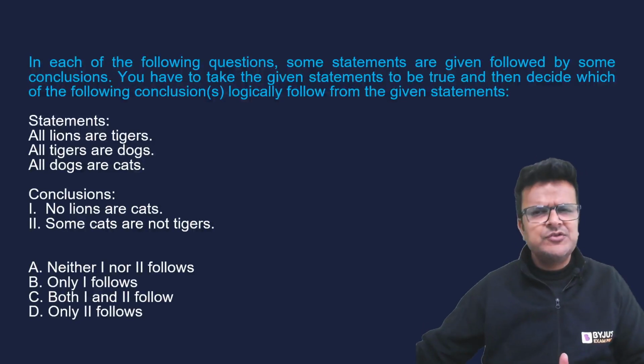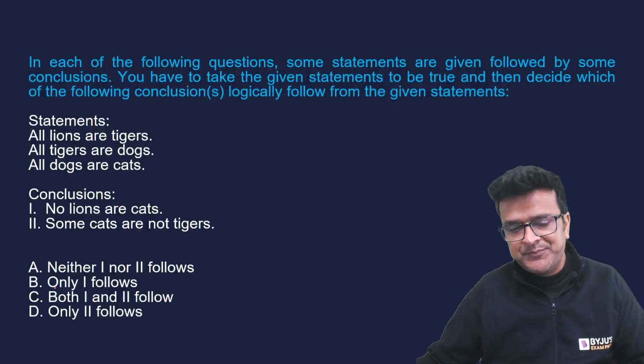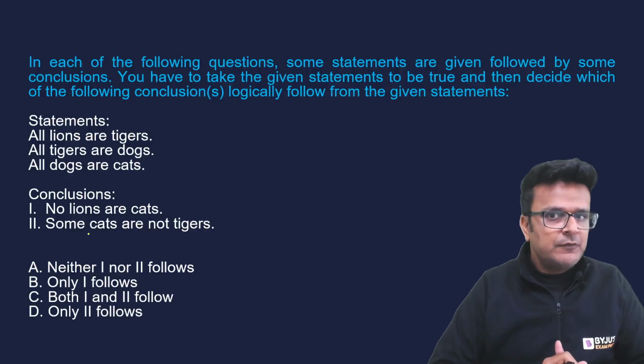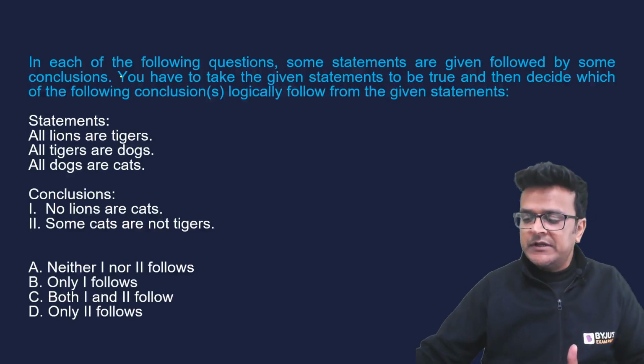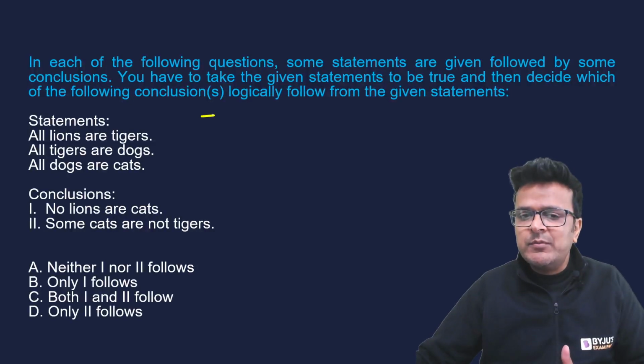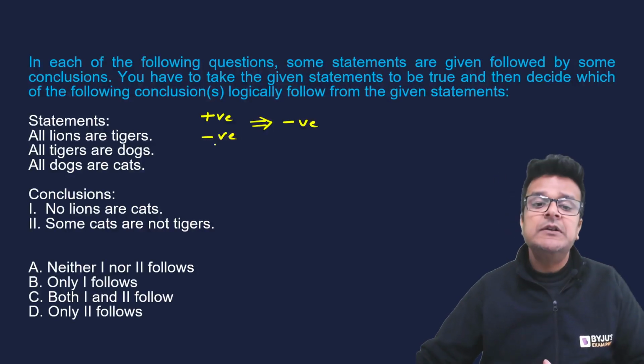These questions generally can be done under 20 seconds, especially if you have practiced them or if you are aware of the rules. For example, if you know that in a syllogism question, if one statement is positive and the other statement is negative, then the conclusion that follows must be a negative statement. What do I mean by that?